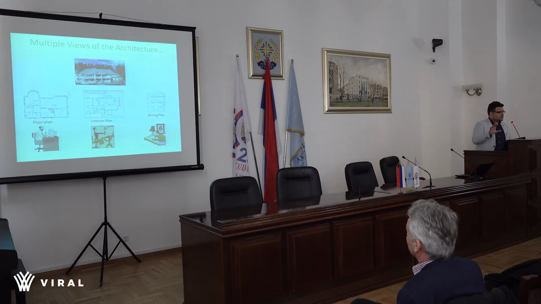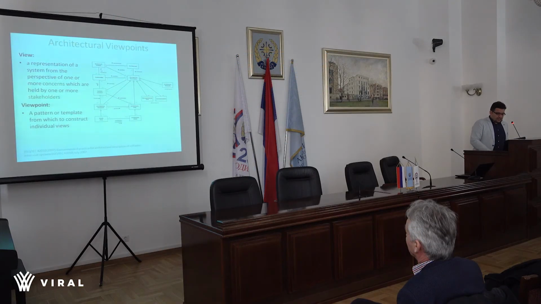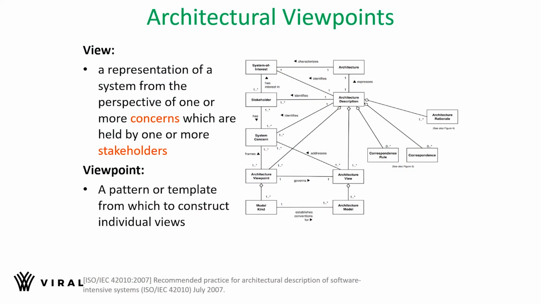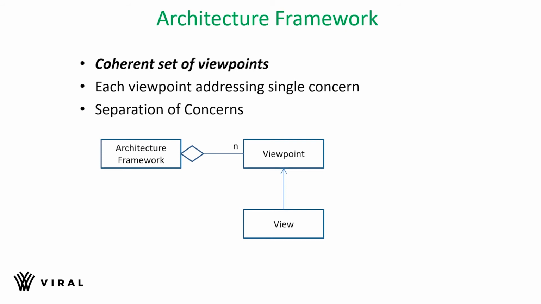If you look at the architecting of a house like this, you already know that there are floor plans, interior plans, wiring plans. In a similar way, in software architecture, we have different viewpoints. So by looking at these viewpoints, you can draw some views. For instance, this is the deployment view which we use for software architecture, and you should select a coherent set of viewpoints. We call them an architecture framework.